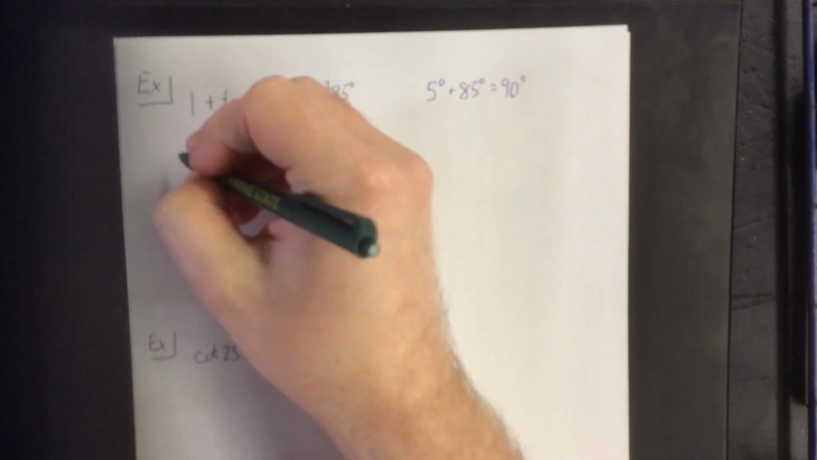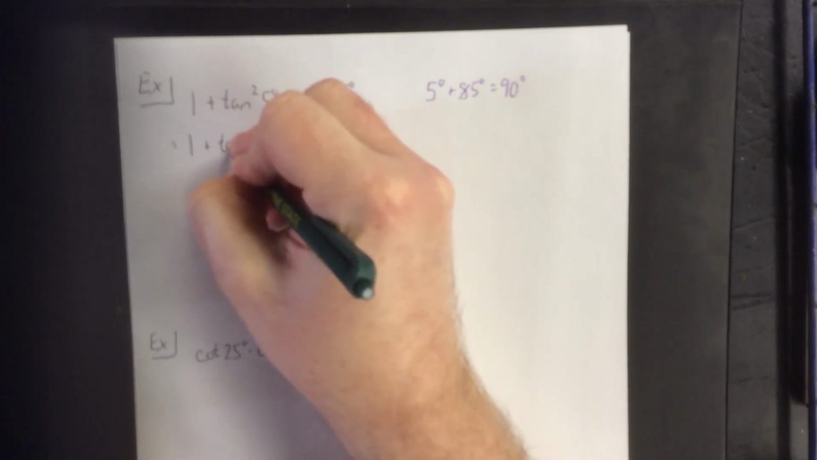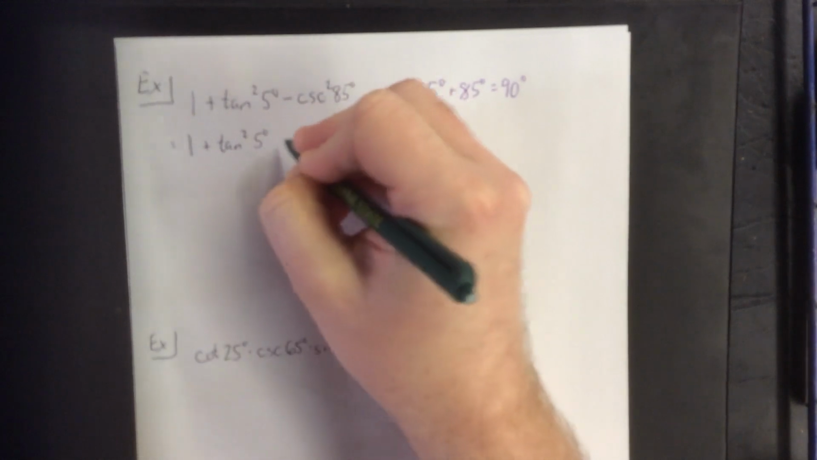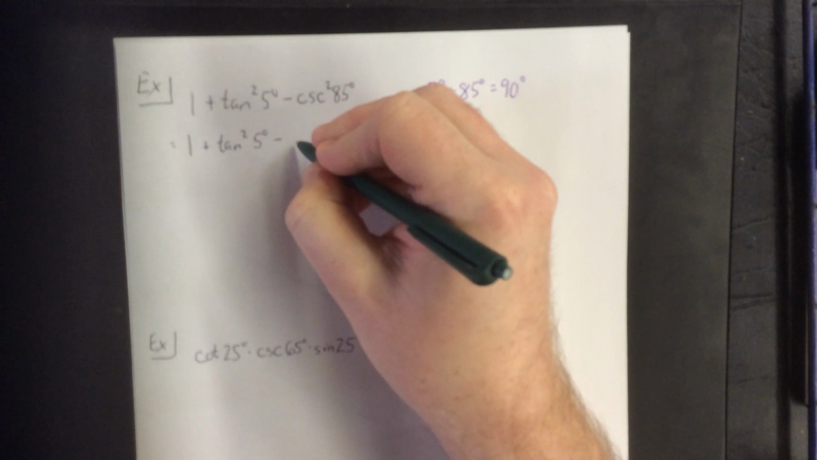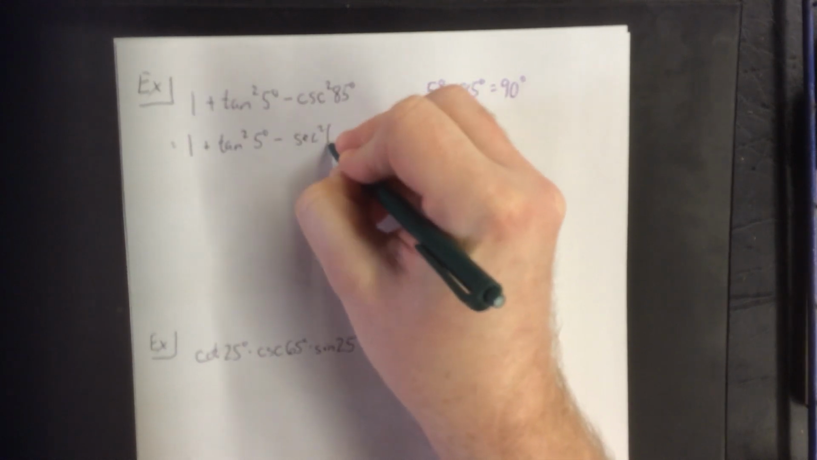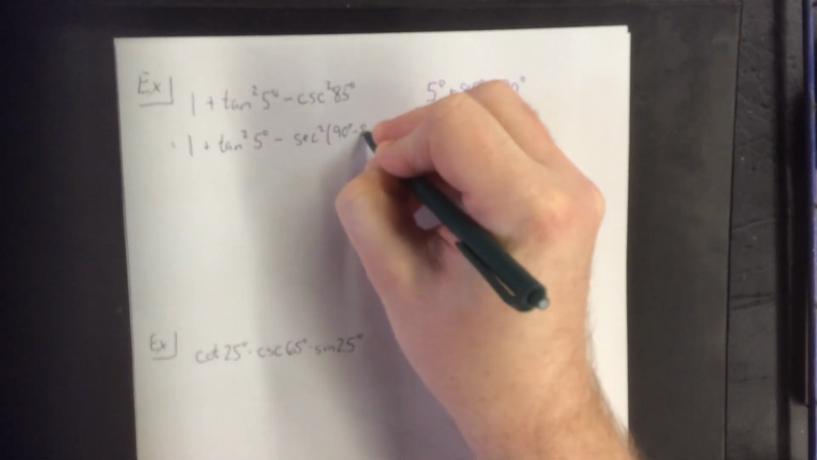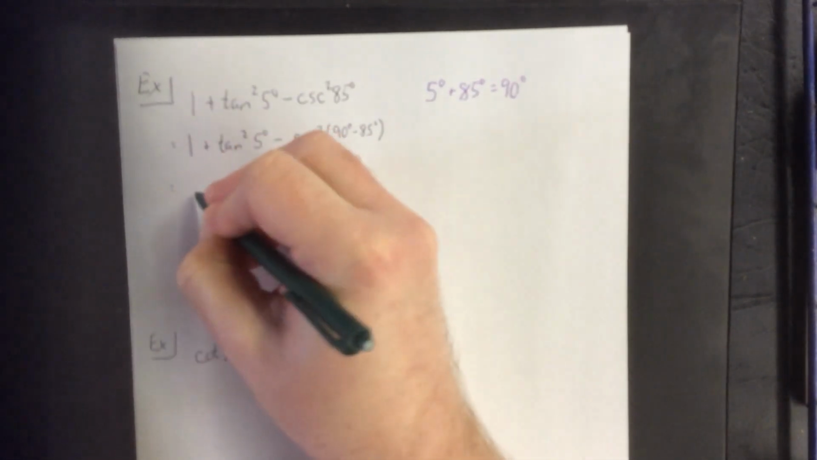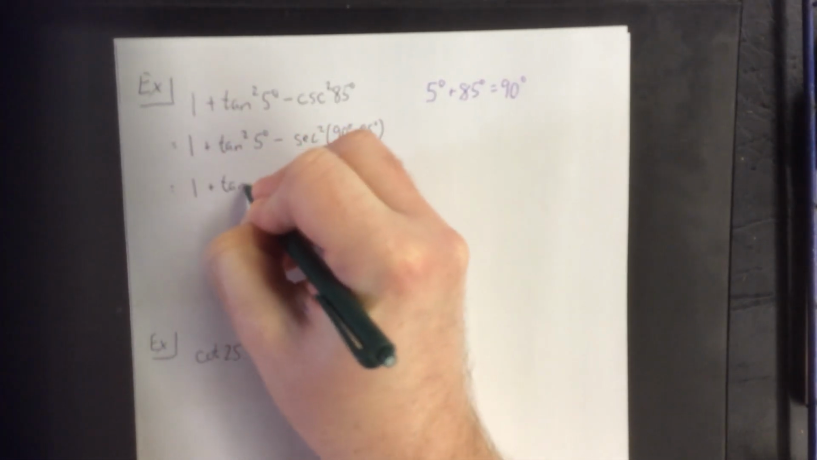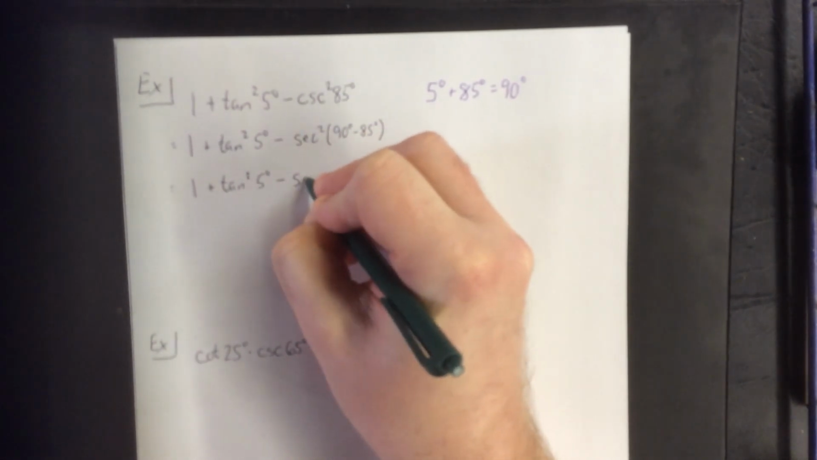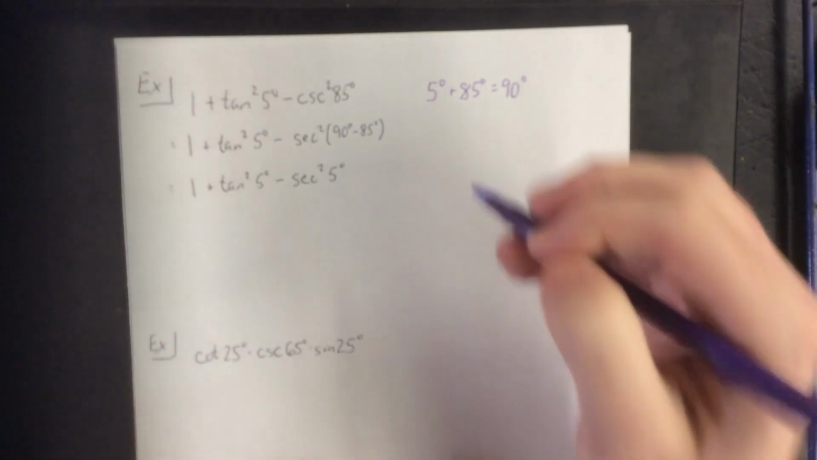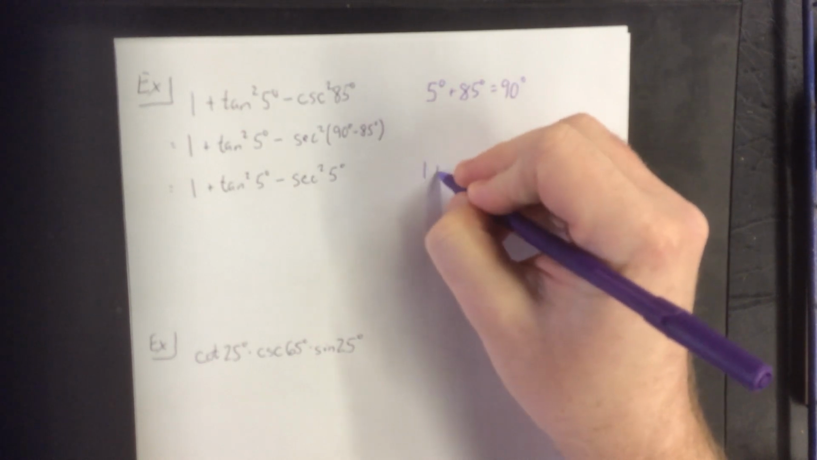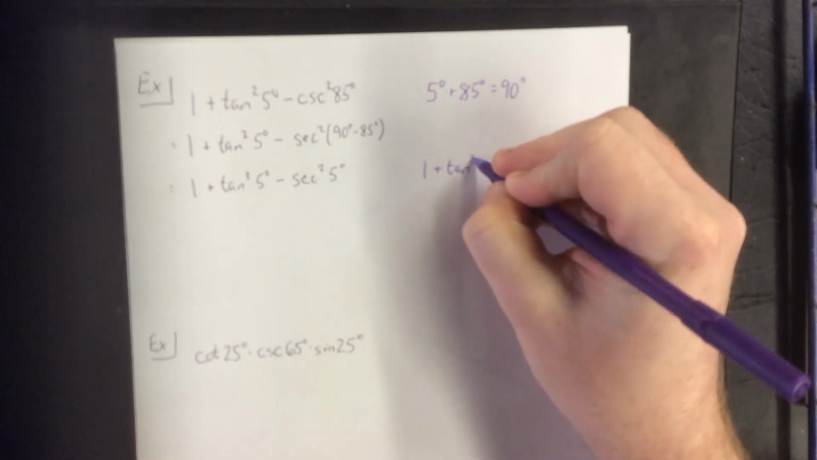I'm going to turn the 85 degree angle into a 5 degree angle. Because it's cosecant, the cofunction of that would take away the co, and it would become the secant of 90 degrees minus 85 degrees. Leaving us with 1 plus the tangent squared of 5 degrees minus the secant squared of 5 degrees. Now, I do see that we have a couple of squares here, so something to check would be, does a Pythagorean identity work in this case?